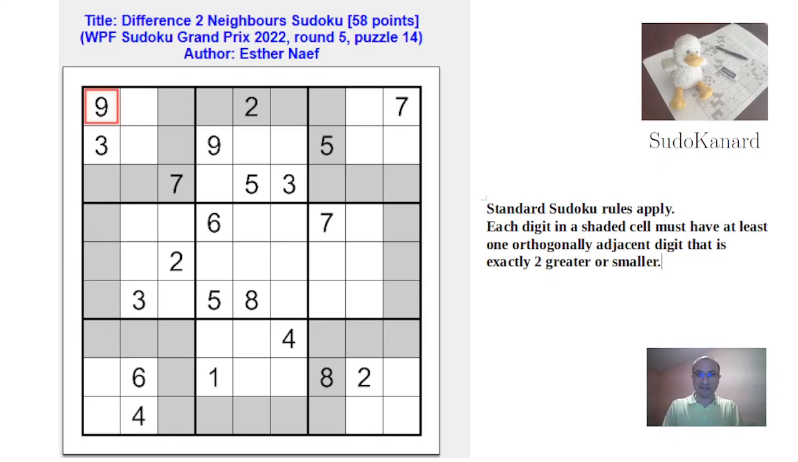in typical Kanard fashion. So the rule is that whenever you have a digit in a shaded cell, then one of the neighboring cells, at least one, must contain a digit that has a difference of 2. So this 7 should have a neighbor that is either a 5 or a 9. And this is quite interesting in this case because this can't have a 5 or a 9, this can't have a 5 or a 9, and this can't either. So this must be a 5 or a 9.